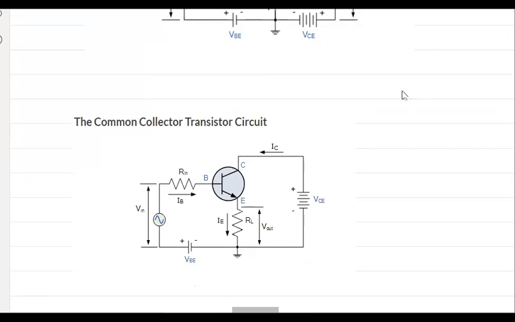Now when you talk about common collector, in this case the load will be from the emitter. Don't worry, we won't be studying this. If you see right here, collector.